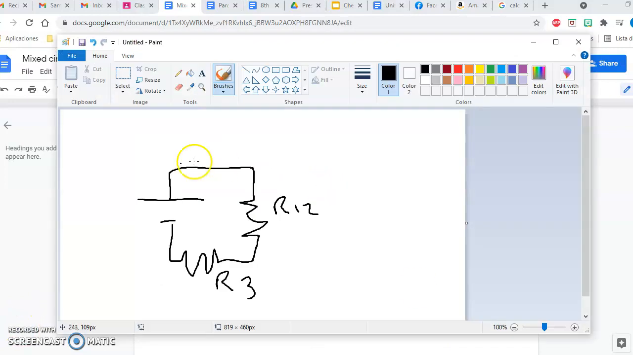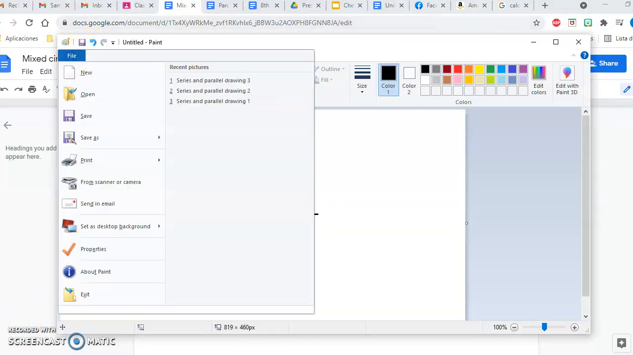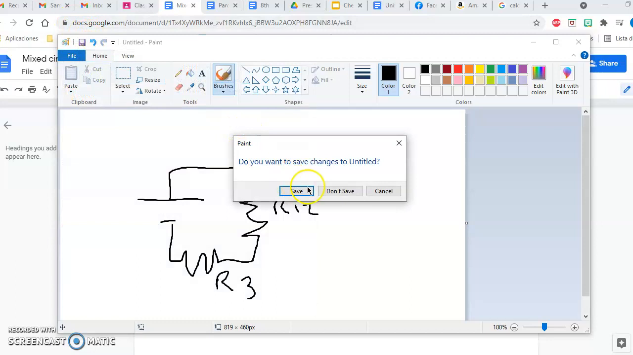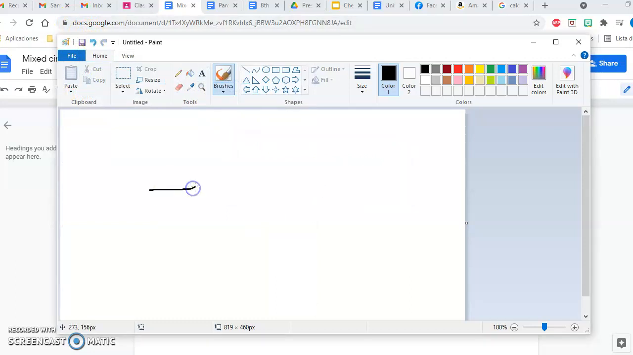So let's look at how that would change our picture here. I'm going to draw a new picture. What we're looking at now is a resistor that would look like this. We've just combined two more.